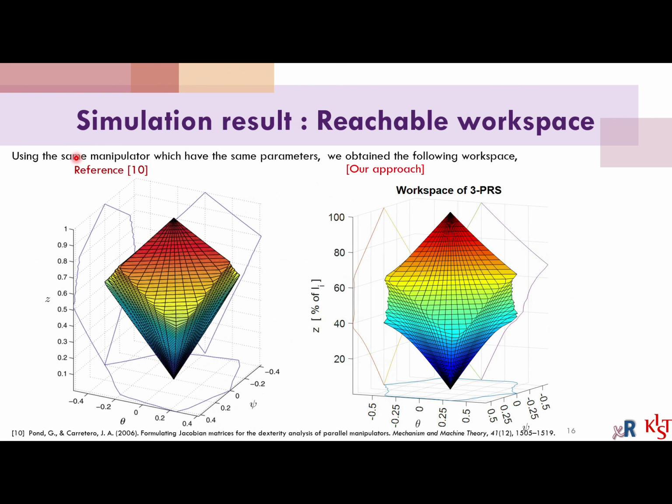By applying the same manipulator to this Jacobian with the same geometric parameters, we obtain the following workspace. It is identified as a reachable workspace in the reference. Our result obtained through this procedure is the same as the result in the reference.